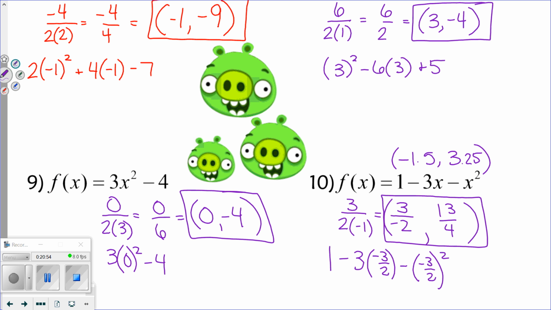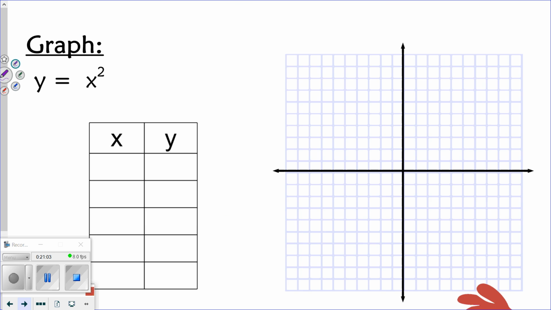Oh yeah, yeah. You can put decimal. You can put fractions too. Calculator will do any of them. There was a negative in front of this, because there's a negative in front of your x squared. Yeah, that's why. All right, so let's go ahead and look at a graph.